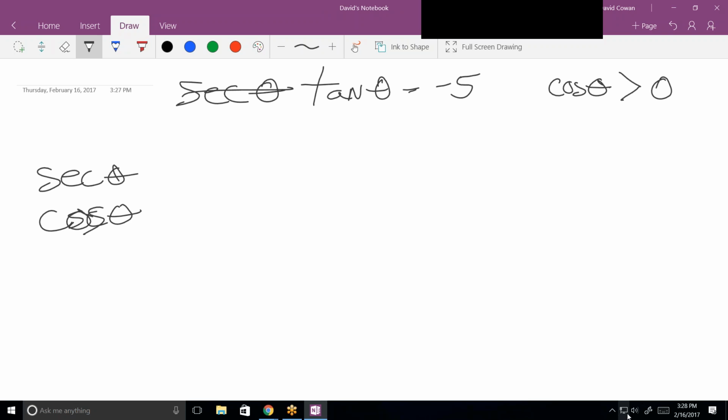Okay. First step. Draw a triangle. And label what we can. Well, label theta. If you don't label theta, you're not going to be able to dimension this triangle. You've got to label theta. Now, based on this triangle and the fact that the tangent of theta equals -5, what two sides can I dimension?